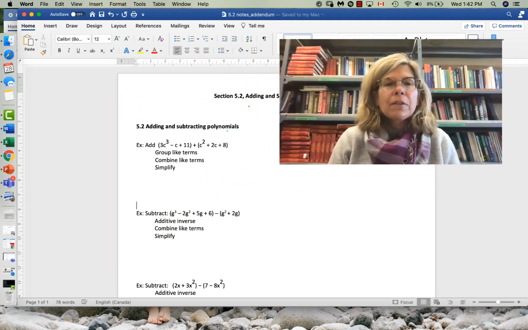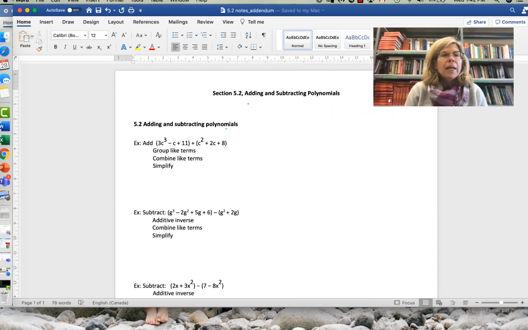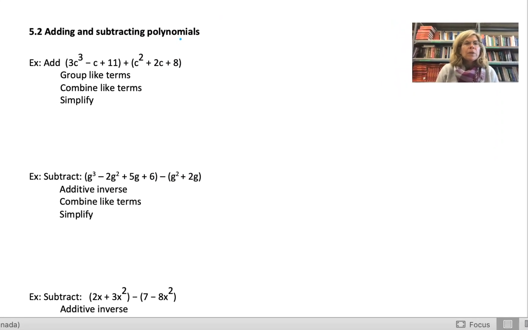So the first thing I want to show you is adding two polynomials. Blue is good. So add 3c cubed minus c plus 11 plus c squared plus 2c plus 8. That's a lot of c's there, isn't it? So we'll start out and we'll say, okay, 3c cubed minus c plus 11, and that's one group, one polynomial.